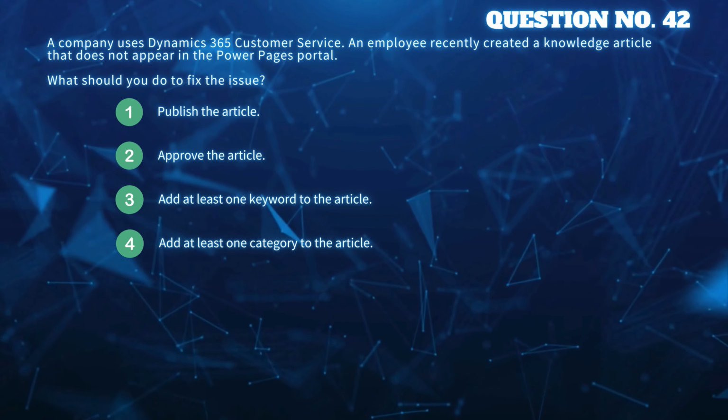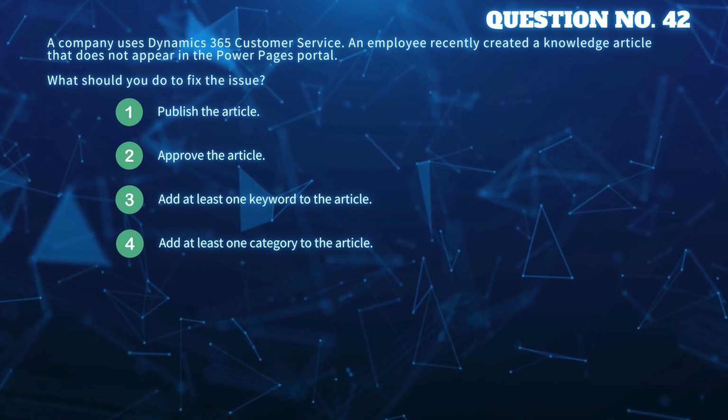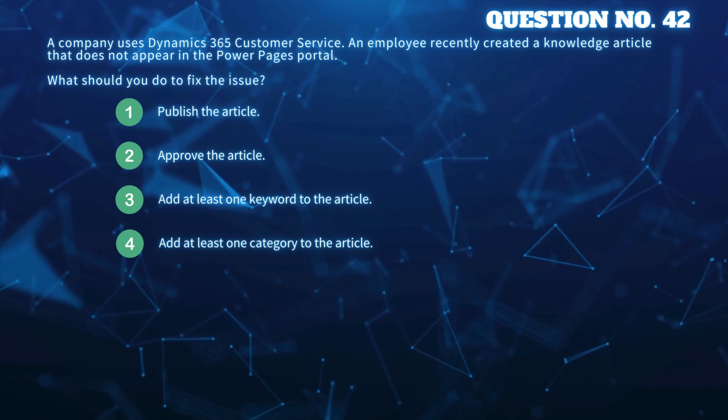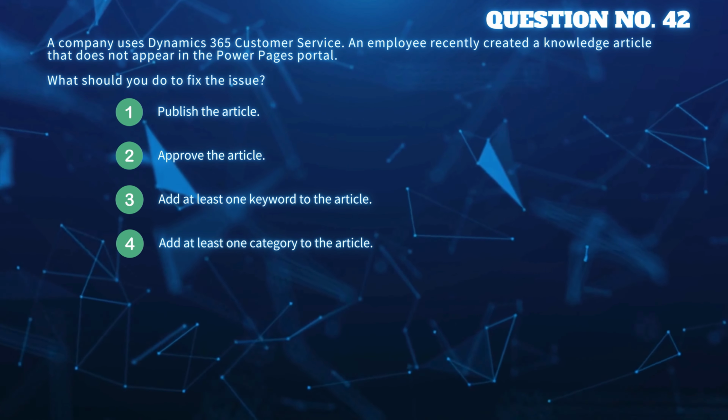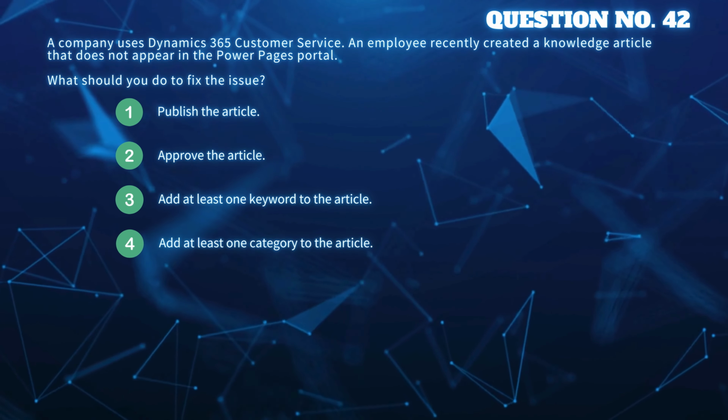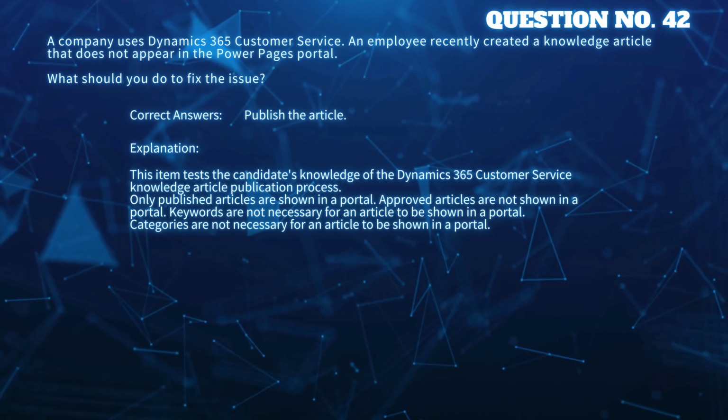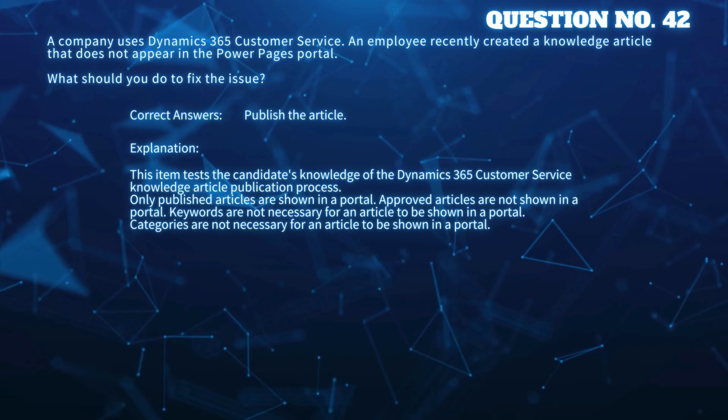Option 1, publish the article. Option 2, approve the article. Option 3, add at least one keyword to the article. Option 4, add at least one category to the article. Correct answers: publish the article.